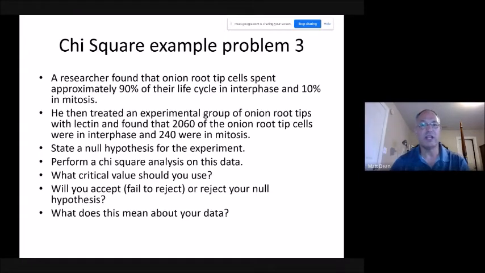He then treated an experimental group of onion root tips with lectin. So this is a chemical that is supposed to cause the cells to divide faster. When treated with lectin, he found that 2,060 of the onion root tip cells he was looking at were in interphase, and 240 were in mitosis. State a null hypothesis for this experiment.